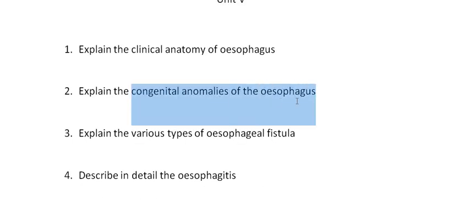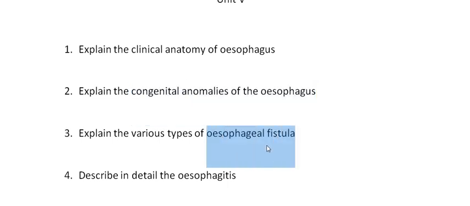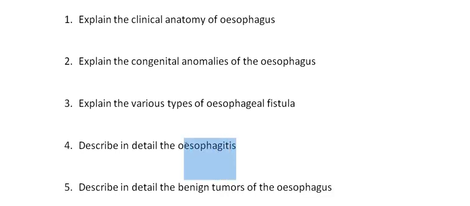Any anomaly of the esophagus, including tracheoesophageal fistula, can be asked as a separate question. Esophageal fistula is any abnormal connection of the esophagus with the exterior or with the tubes which are there interiorly. That abnormal tract is called a fistula, and the condition is called esophageal fistula. Various types are there: H type, L type, T type of tracheoesophageal fistula, a connection between the airway and the food passage.